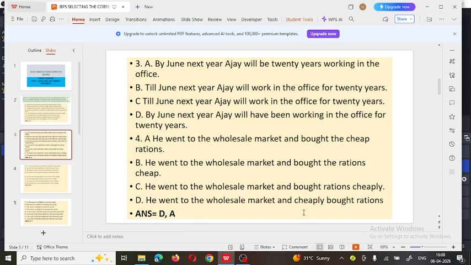He went to the wholesale market and cheaply bought ration. So cheaply is used regarding the action of buying. But actually it is the adjective of the noun ration. And that's why B, C, D, all these three options are wrong. Only option A is correct. That is, he went to the wholesale market and bought the cheap ration.